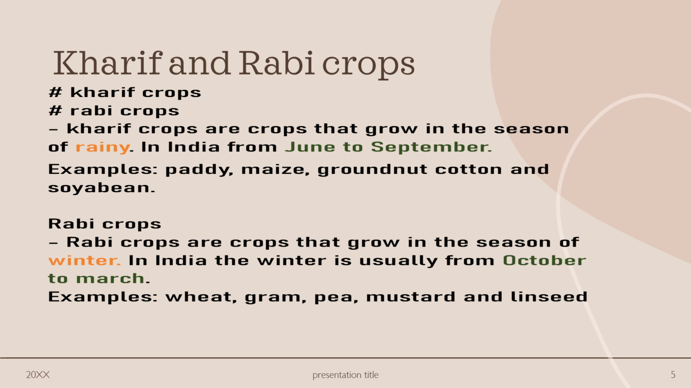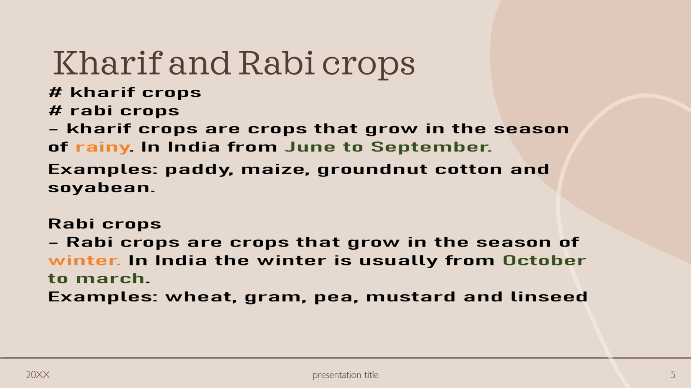Here we have two types of crops which are mentioned in this lesson, Kharif crops and Rabi crops, and they grow in specific seasons. Now talking about Kharif crops, they are crops that are grown in the season of rain. That means Kharif crops are mainly cultivated in the rainy season, and in India the rainy season is from June to September. Examples of Kharif crops are paddy, maize, groundnut, cotton and soya.